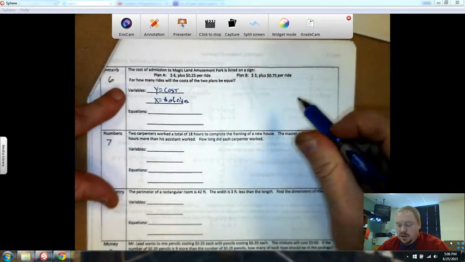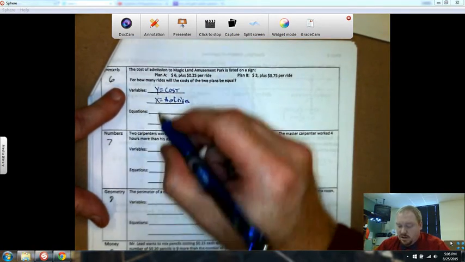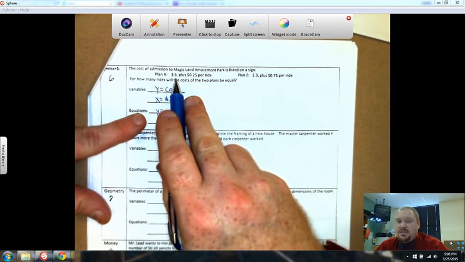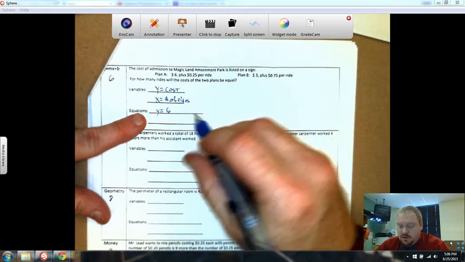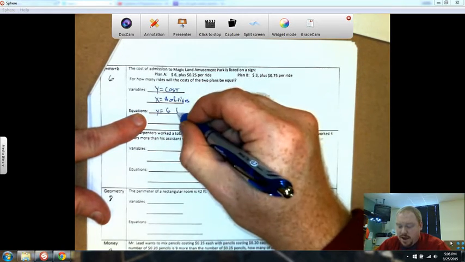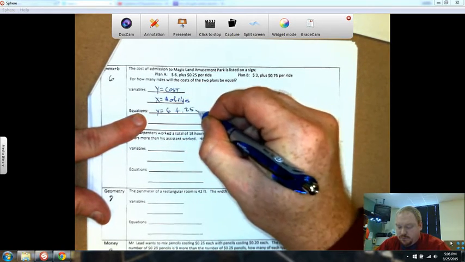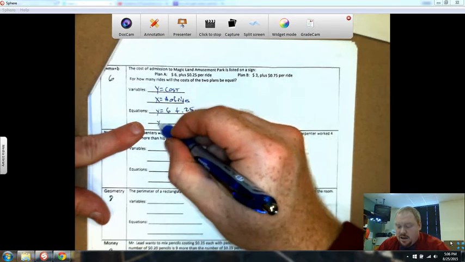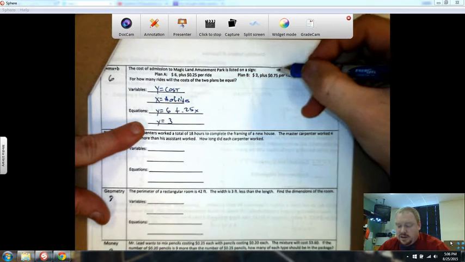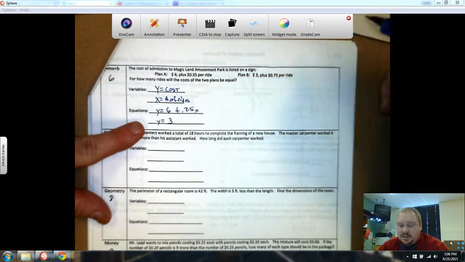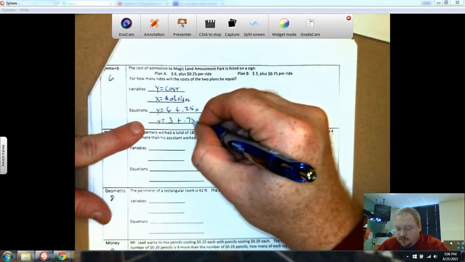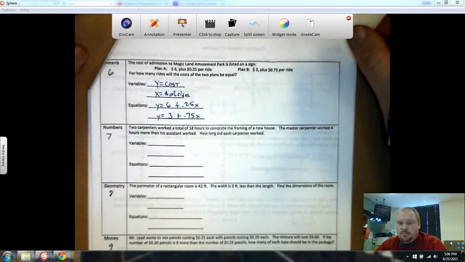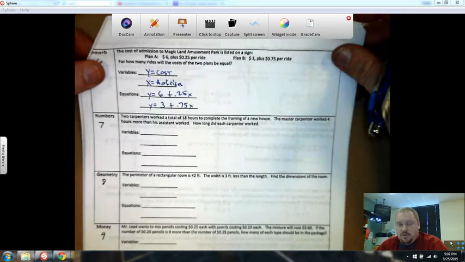So, we got Y equals, for Plan A, the base fee is $6, plus 25 cents per ride. For Plan B, it's $3 to get in plus 75 cents per ride. Okay, that's number 6.